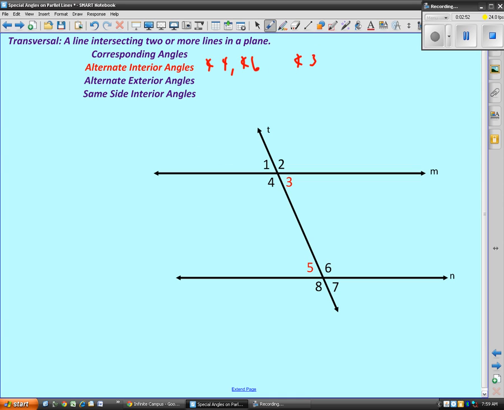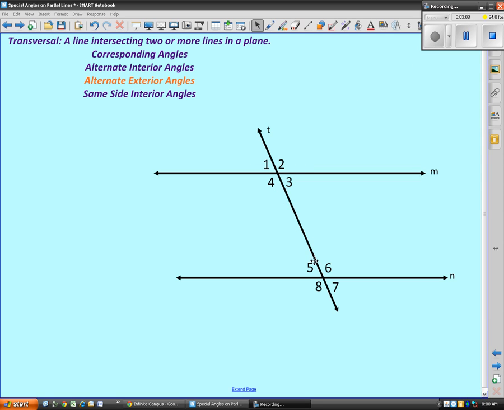They are alternate interior angles because they are alternating across the transversal, and they are inside the lines that we are considering parallel, and the parallel lines are M and N. So next we're going to talk about alternate exterior angles. Alternate exterior angles are a lot like alternate interior, except this time they are on the outside of the parallel lines. As you can see, angle 1 and angle 7 are outside the parallel lines M and N, and they are alternating across the transversal T. So angles 1 and 7 are considered alternate exterior angles.